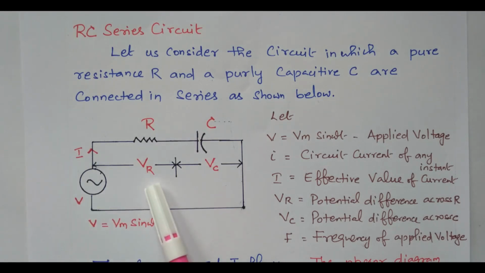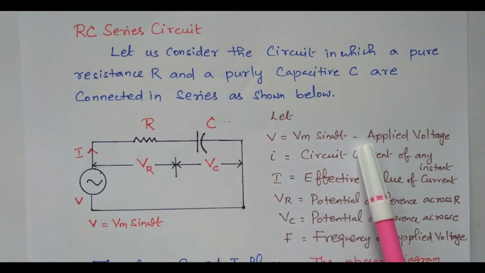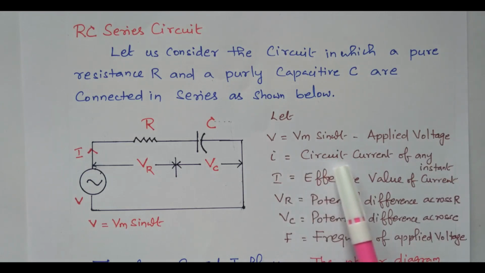So VR is the voltage across the resistor. VC is the voltage across the capacitor. The description is given here. V equal to Vm sin omega t is the applied voltage. i is the circuit current at any instant. Capital I is the effective value of current. VR is the potential across resistor R. VC is the potential drop across the capacitor.